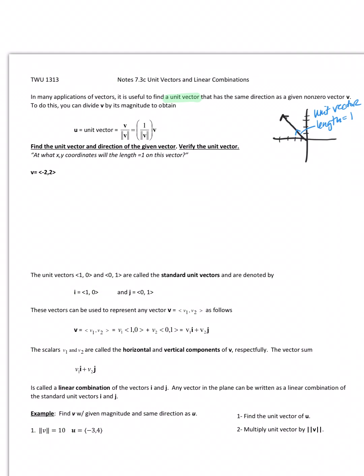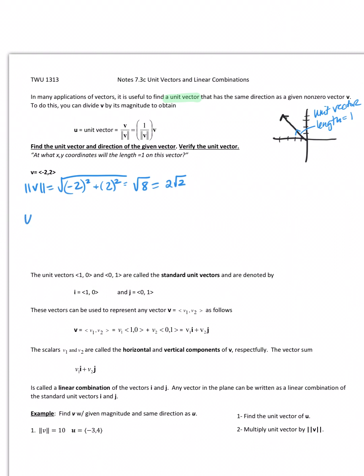Verify the unit vector. That means you just show that it actually has a magnitude of 1. So it's saying at what xy coordinates is the length equal to 1 on that vector. If we think about this vector at -2, 2, according to the unit vector formula, I need the magnitude of v. So I'm going to use my distance formula. Since it's in component form, I don't have to do any subtraction. So that's going to be 4 plus 4, which is the square root of 8, and that does reduce to 2 square roots of 2. That's helpful as we do the next step.